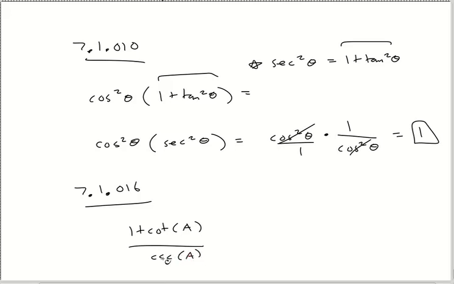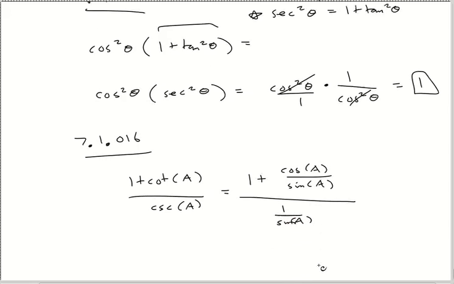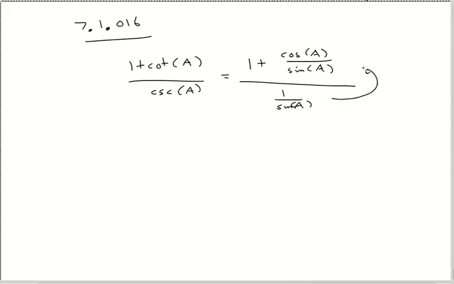Divided by cosecant of A. Again, I want to replace this with sines and cosines. That's going to be the quickest road, the most default answer, I'd say. So cosine over sine for that guy, and this guy here is a 1 over sine. Okay, well, I got this fraction. I'm going to flip it into the top.